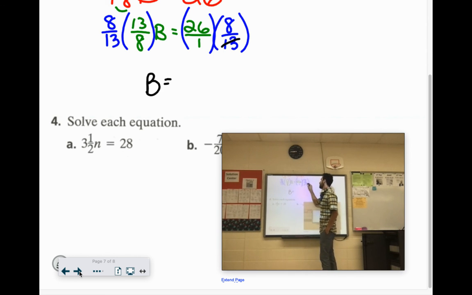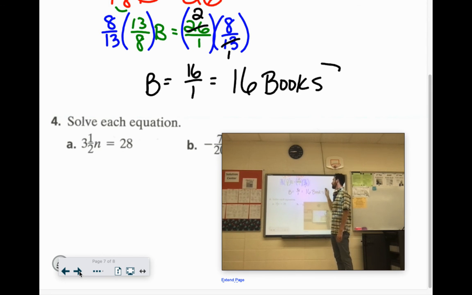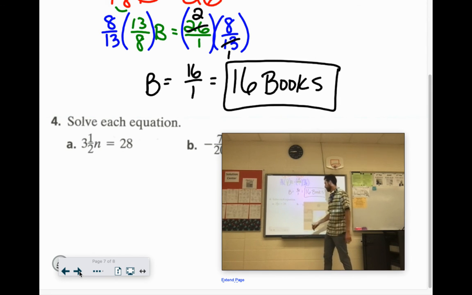Right side, I see 13 goes into 26 twice. So we have 2 times 8 is 16. 1 times 1 is 1. 16 divided by 1 is 16. And what are we talking about in this problem? We're talking about the books. So they can fit 16 books on that shelf.